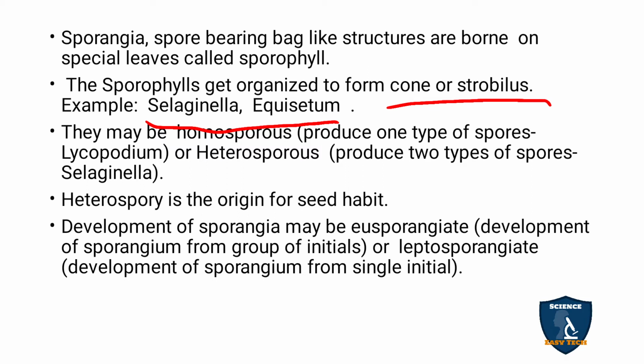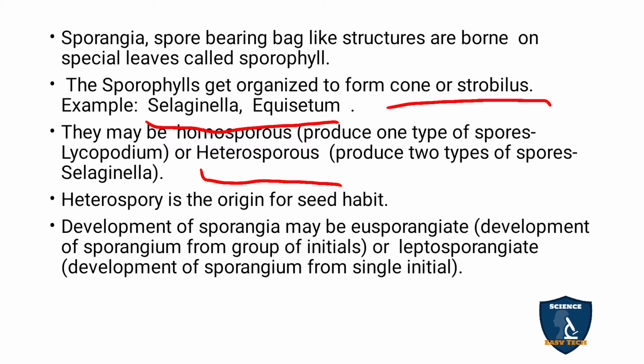Example, Lycopodium. Heterosporous means two types of spores, that is microspores and megaspores. Microspore is the male spore and megaspore is the egg, that is ovum. So the presence of two different types of spores is called heterosporous, that is seen in Selaginella. Heterospory is the origin of seed habit.